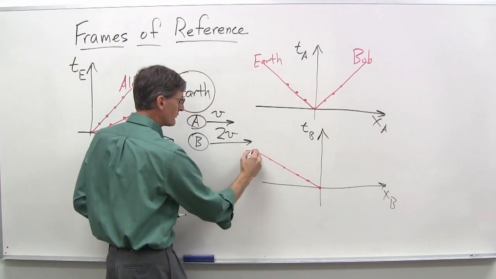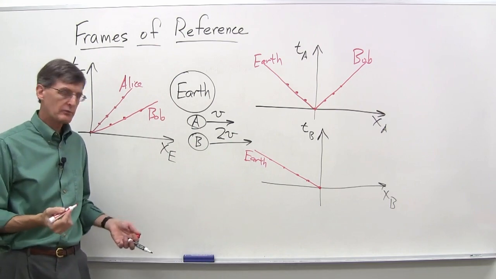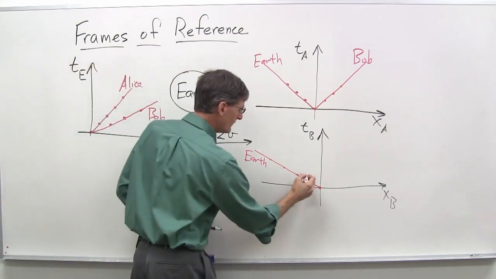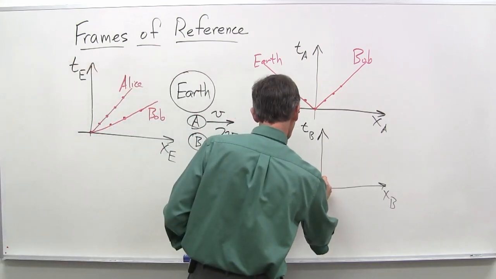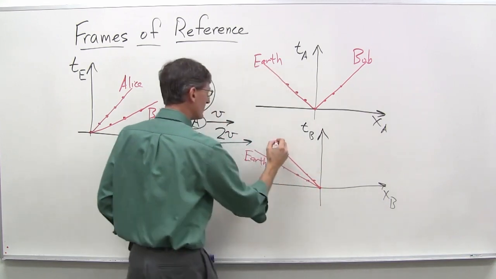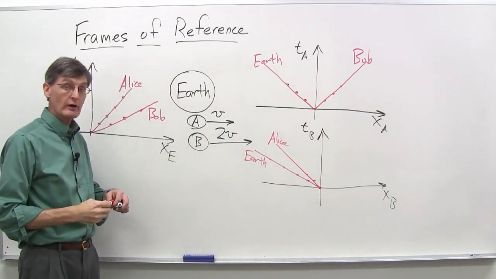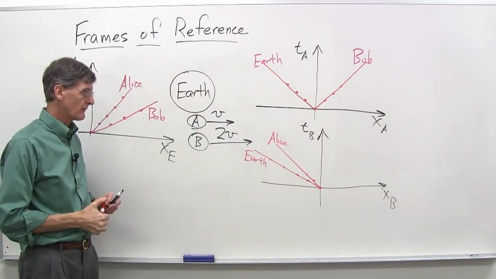So this would be Earth from his perspective, receding backwards at 30 meters per second, or twice whatever the velocity is. And then Alice, if I can get this in here like that, I'll just eyeball it there. Alice would be something like that from his frame of reference.